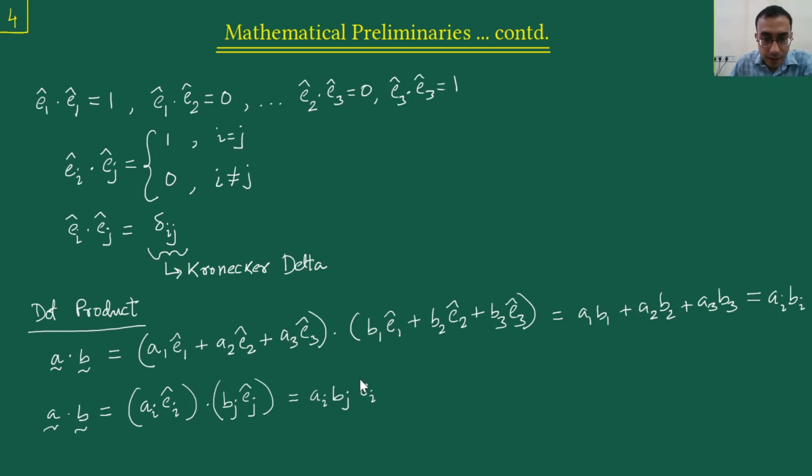And we'll write like this: ai bj, ei hat dotted with ej hat. Now you note quickly that we have already noted down that this ei hat dotted with ej hat is nothing but the Kronecker delta. So in the very next step, we can write ai bj delta ij.